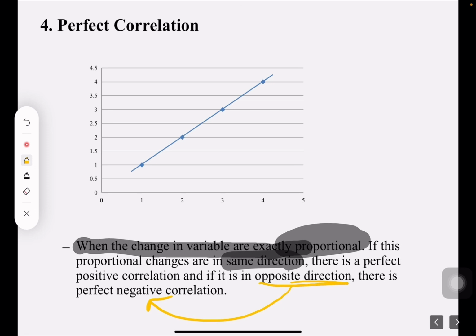So on the line, same proportional means perfect correlation. But when will it be positive? When it is in the same direction: X increases, Y increases, or X decreases, Y decreases. When do we have perfect negative correlation? When it is in the opposite direction, which means when X is increasing, Y is decreasing, or when X is decreasing, Y is increasing.